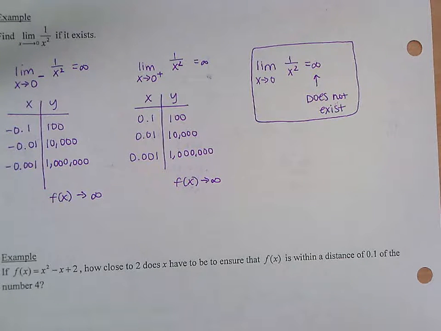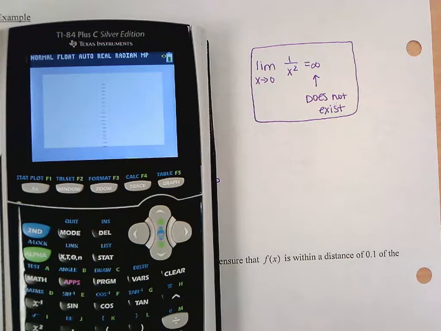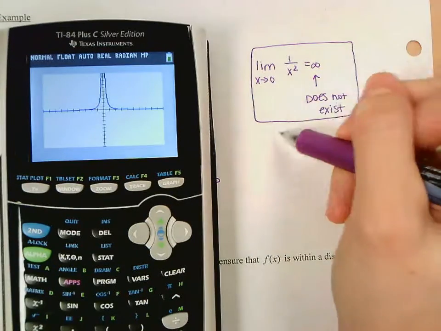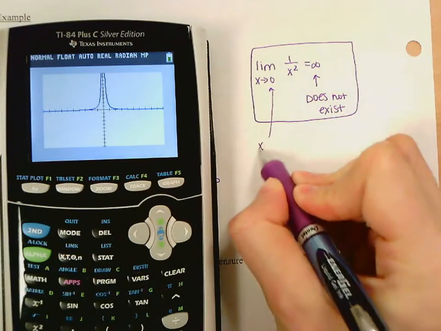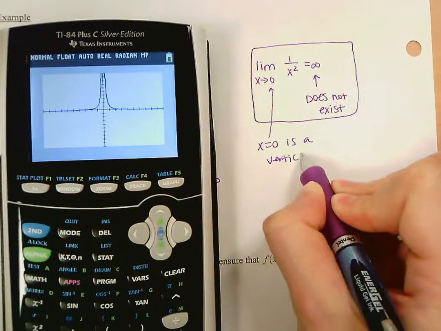It's just describing what's happening with the graph. If you actually graph this, I'll do zoom 6 for the standard window. You will even see this on the graph. What this means is that the vertical line x equals 0, or the y-axis, is a vertical asymptote. So x equals 0 is a vertical asymptote.